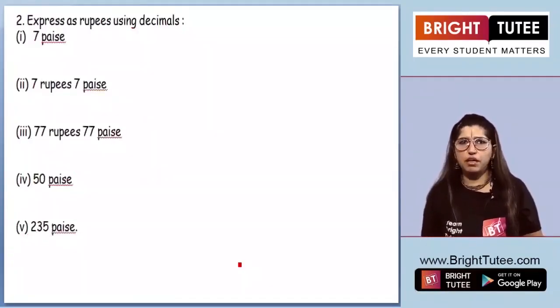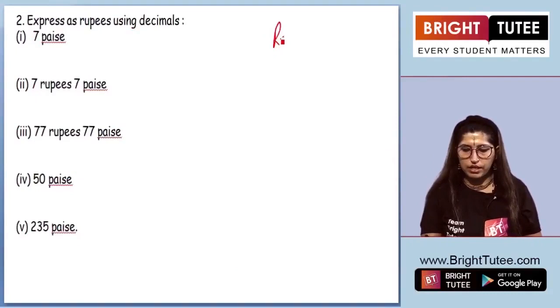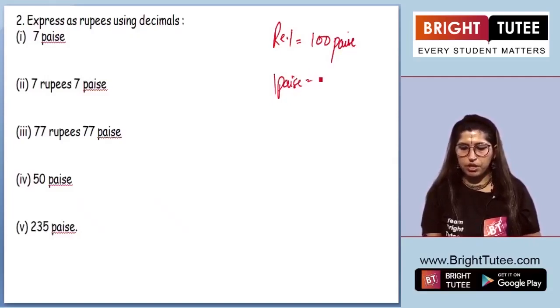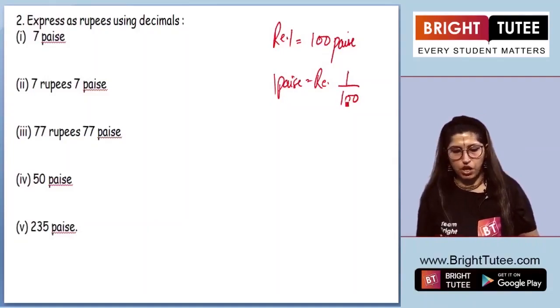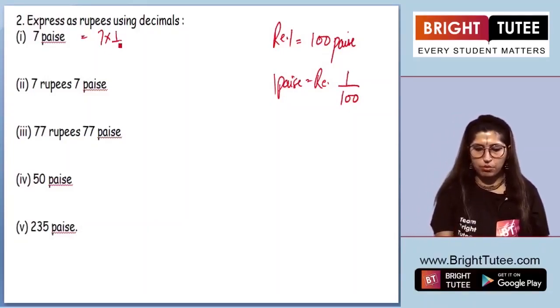Moving on to the second question now. We need to express as rupees using decimals. Now we know that 1 rupee is equivalent to 100 paise, right? Then 1 paise will be equivalent to 1 upon 100 rupee. So how about 7 paise? If it's 7 paise, that means there will be 7 into 1 upon 100, which means 7 upon 100.